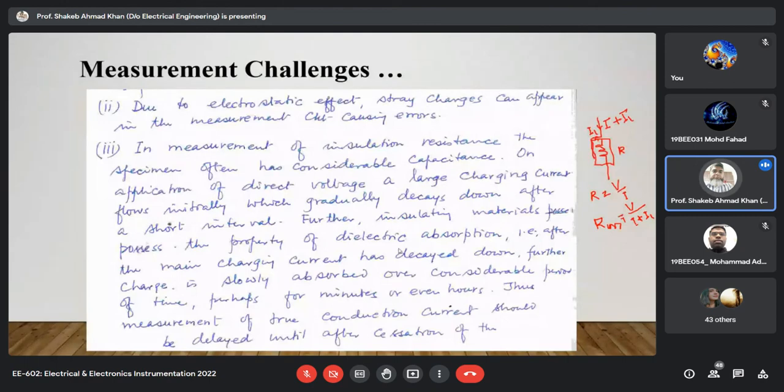So we'll discuss the dielectric absorption current, and then how we take care of the leakage current, and then the methods used to measure high resistance which take care of all these issues we are discussing, which are considered the challenges in measurement of high resistance. We'll discuss it next time. If you have any question about the measurement challenges of high resistance, you can ask next time.